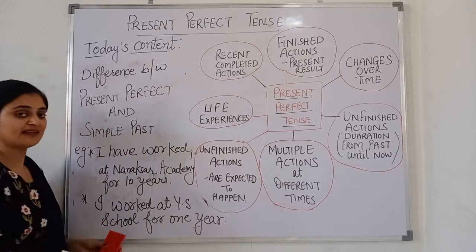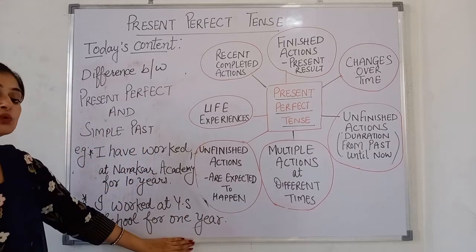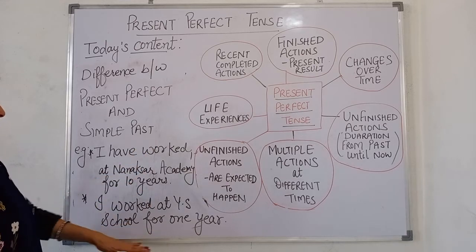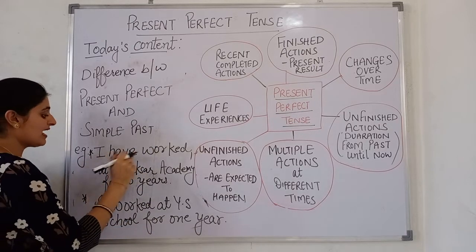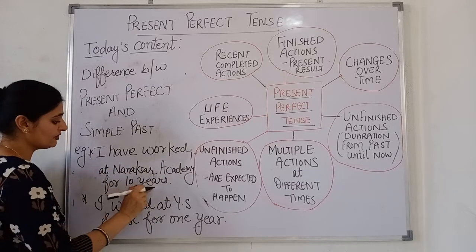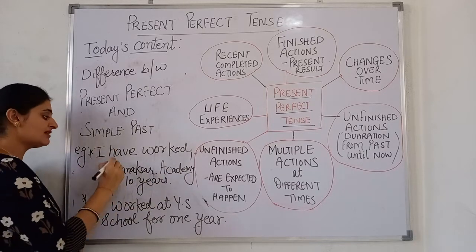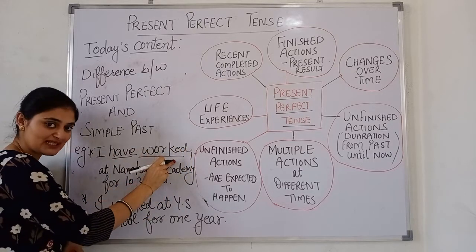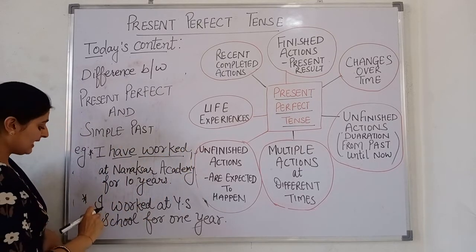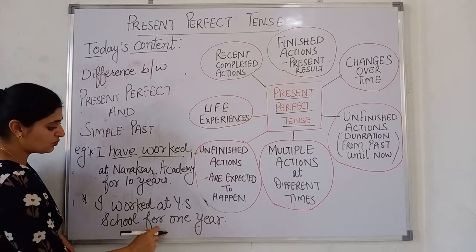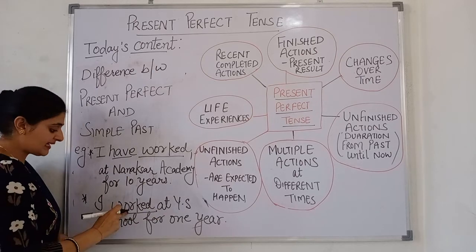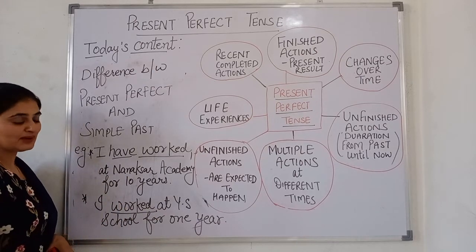You have to analyze the difference between the two sentences. Okay, how to analyze the sentence? Read the sentence. I have worked at Nanak Sir Academy for 10 years. What did I use here? I used here present perfect tense. Have plus past participle form of the verb. And here, I worked at YS school for 1 year. Here I use the simple past. Second form of the verb. That is simple past. Okay.